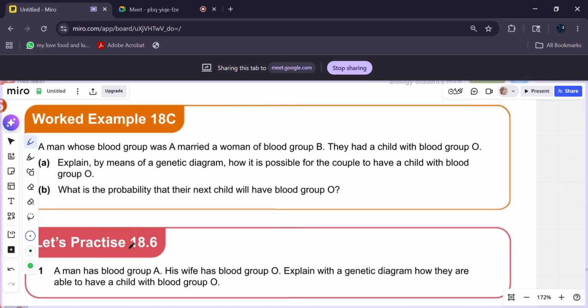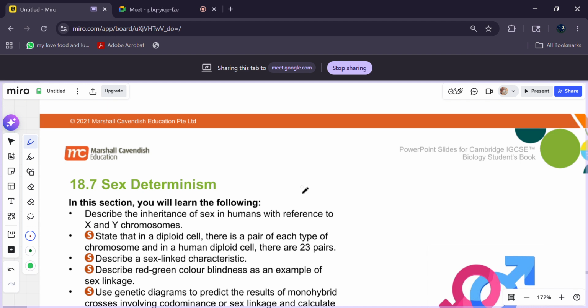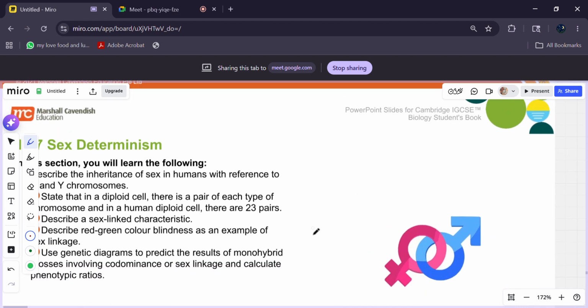So here's the question, and please pause this video and try to solve it as we move on to the next section, which is sex determination. When people mate and give birth to a person, how will you know the gender of the child? Well, this is also through a process. This section will learn about the diploid cell and the chromosomes and so on.